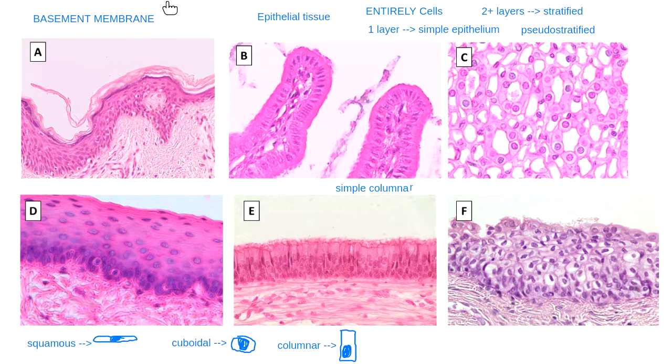Let's move the big word. There we go. Okay. When I talk about simple columnar epithelium, there are two options. The options are either that it is ciliated or non-ciliated. If I say that something is ciliated, what does that mean that it has? What does ciliated epithelium have? Yeah, it's not a trick question.